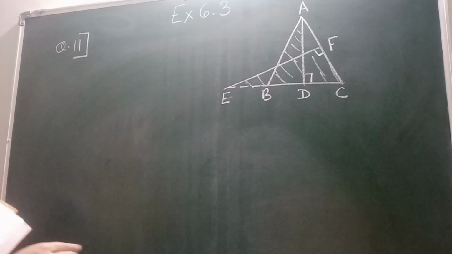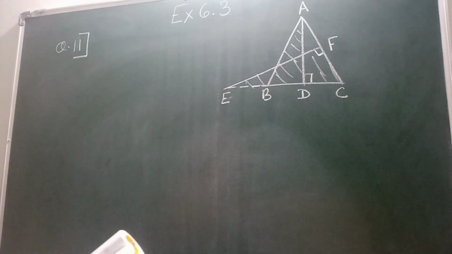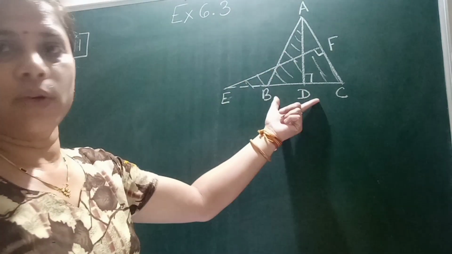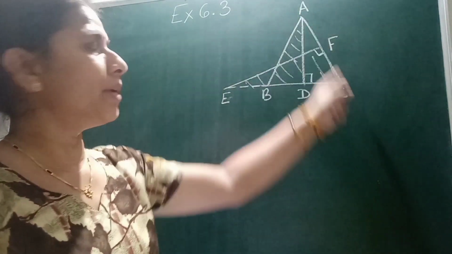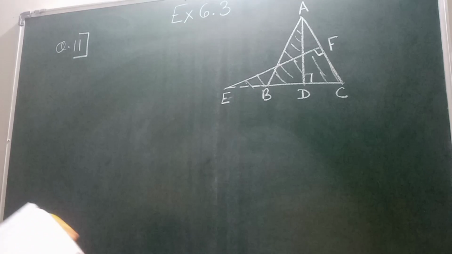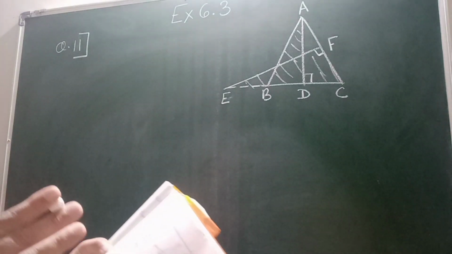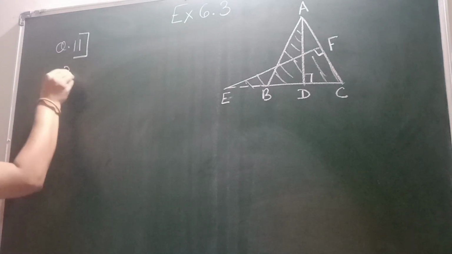So student, what will we write in the given part? In triangle ABC, AB is equal to AC, AD is perpendicular to BC, and EF is perpendicular to AC. That we will write in the given part. And in the to-prove part, we will write triangle ABD similar to triangle ECF. So let's start the proof.